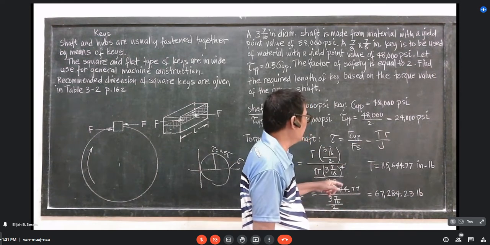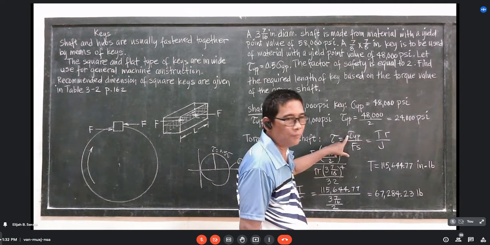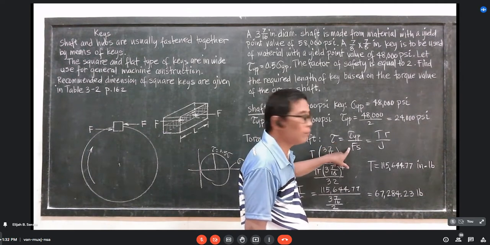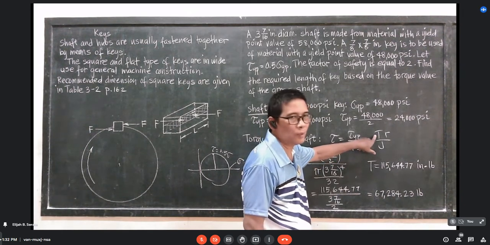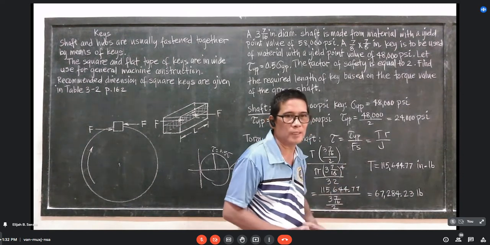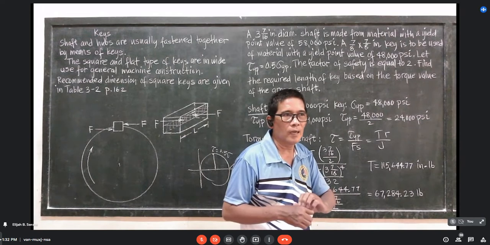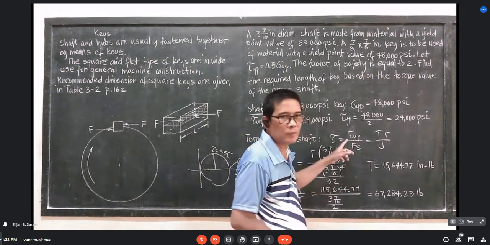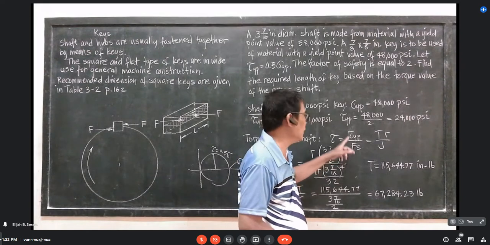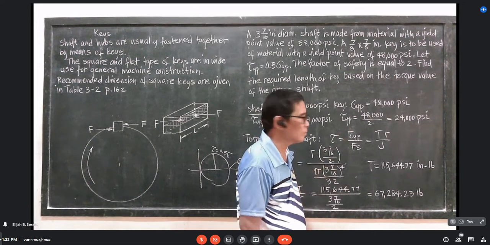And then we also have a yield point for the shaft. And we also have the factor of safety. So therefore, we can get the torque based on the gross shaft. What this means here is that the shaft alone is being stressed with a given yield point or working stress, which is the yield point over the factor of safety. This is the working stress. Yield point over the factor of safety.